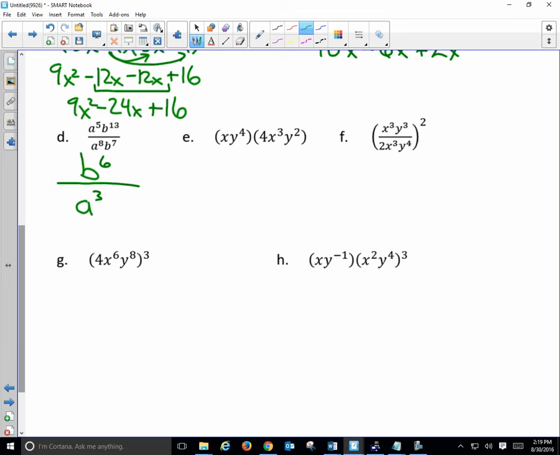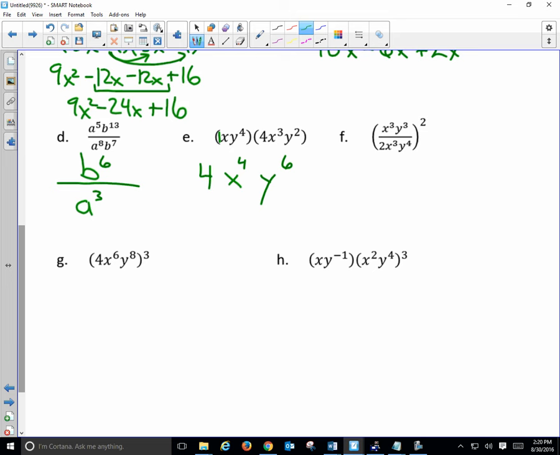If I multiply, what do I do to the exponents? I add them. What is the coefficient in front of x right now? 1. So 1 times 4 gives me 4. Now I'm going to have some x's and y's. If I add the x's, I get 4. If I add the y exponents, I get 6. Good. How about f? F is a little bit different.